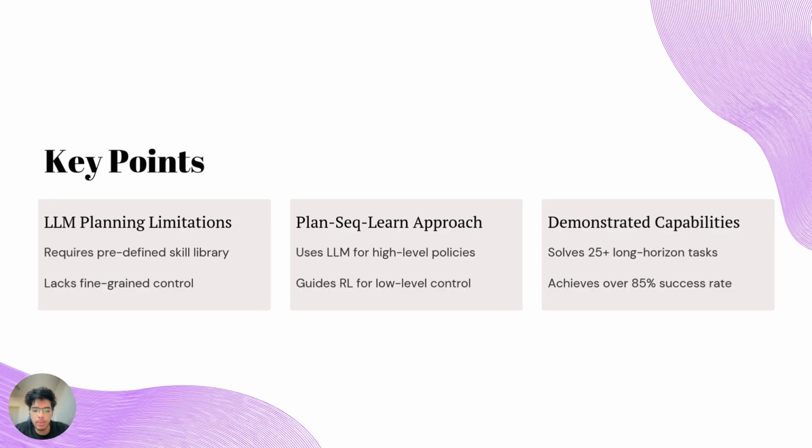But what is the need to combine large language models and reinforcement learning for this purpose? Both of the mechanisms have their own pros and cons. LLMs are good at breaking down complex tasks into smaller ones, but they fail to devise low-level strategies, especially for robot-related executions. On the other hand, reinforcement learning can devise strategies to perform these robotic related executions, but they fail to do long-term reasoning. Plan-Seq-Learn approach uses LLM for high-level policies and guides RL for low-level control. This approach has demonstrated 85% success rate and solves 25 plus long horizon tasks.